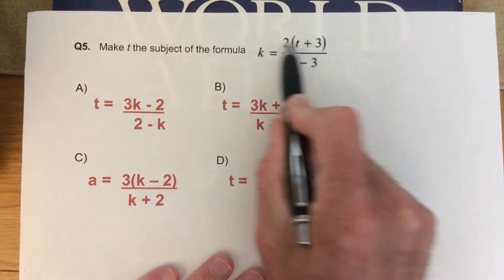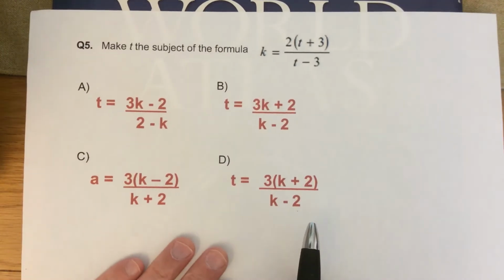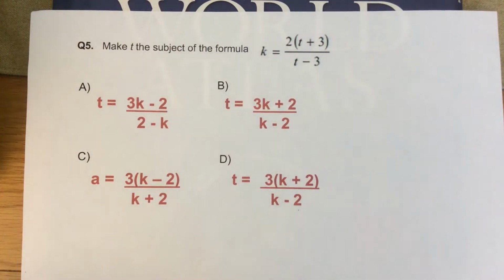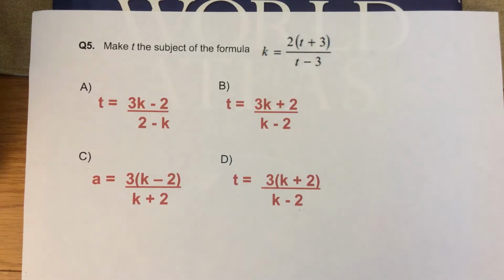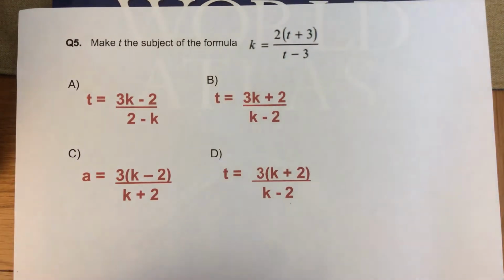You've got the formula up here and you have to make T the subject of the formula. The problem is, of course, that you've got T mentioned twice. That's the problem. So we're going to do some algebraic manipulation and then hopefully see which one of these it's going to be. All right, so here we go.